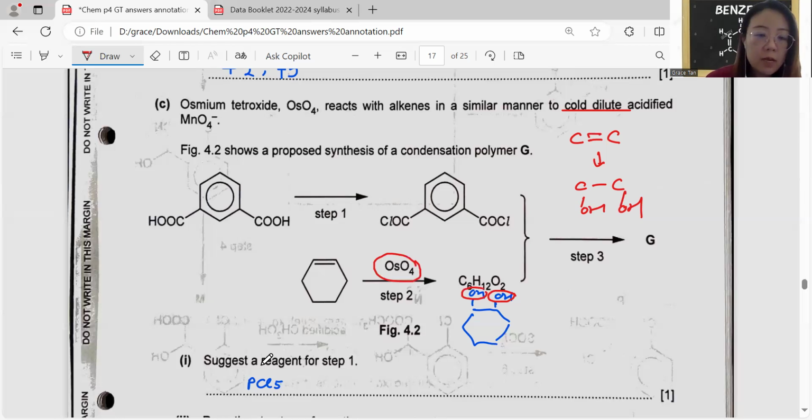Number 1, suggest a reagent for step 1. For step 1, you can see you're converting carboxylic acid to acyl chloride. I suggest PCl5. Other optional answer, PCl3 plus heat. Also can accept SOCl2. HCl cannot be used to convert carboxylic acid to acyl chloride.